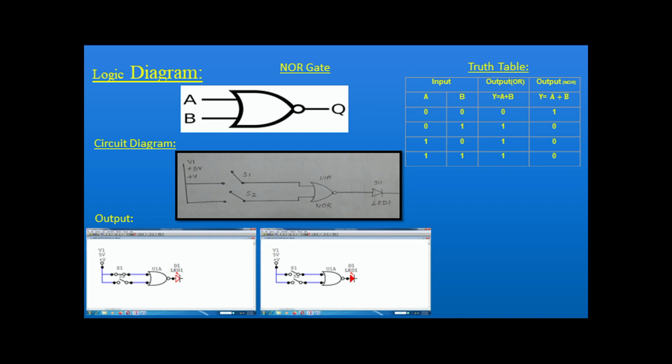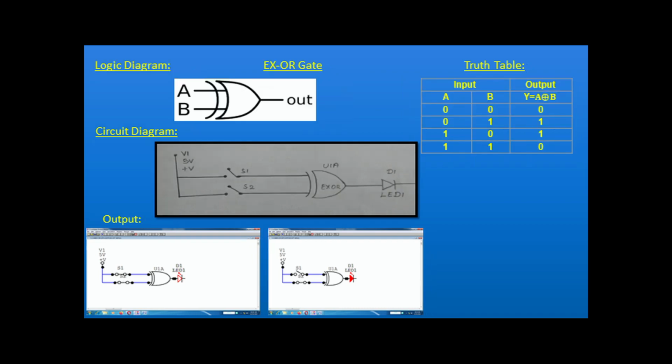Then, you see the next diagram of the NOR gate. Here S1 is 0 and S2 is 0 because the switches are open. So the input is 0, 0. What is the output? For the NOR gate, 0, 0 means the output is 1. You can see in the switch diagram that the light is on. This is the output of the NOR gate.